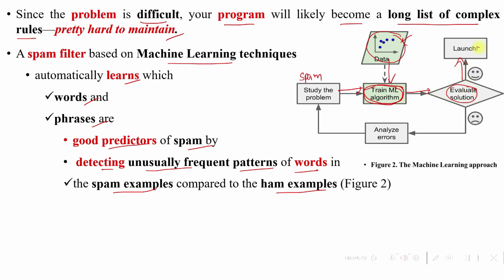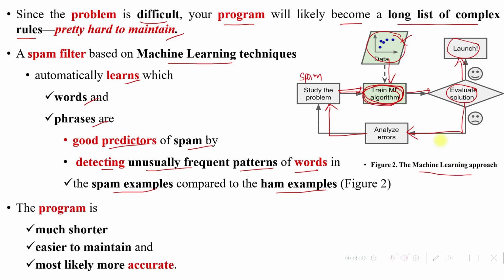If it gives the perfect result, we are going to launch the application. Otherwise, we analyze the errors and study the problem once again. This process continues until you find the best result. This is the way that, without human intervention, the machine automatically identifies whether the given message is spam or not. This program is much shorter, easier to maintain, and most likely more accurate.